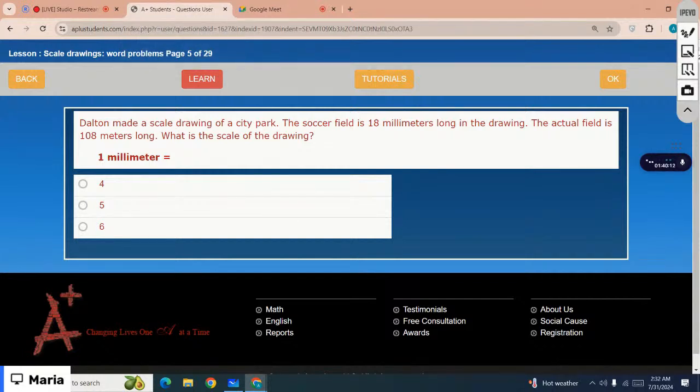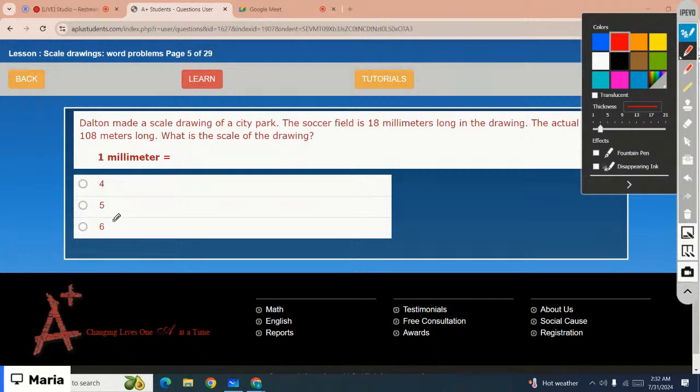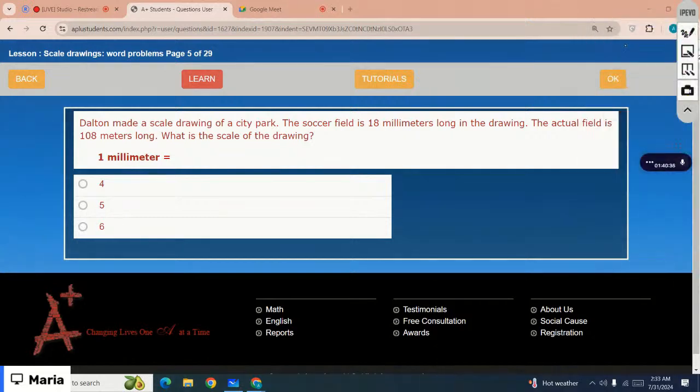The correct option is 6 meters, right? Option number 3 is the correct option.